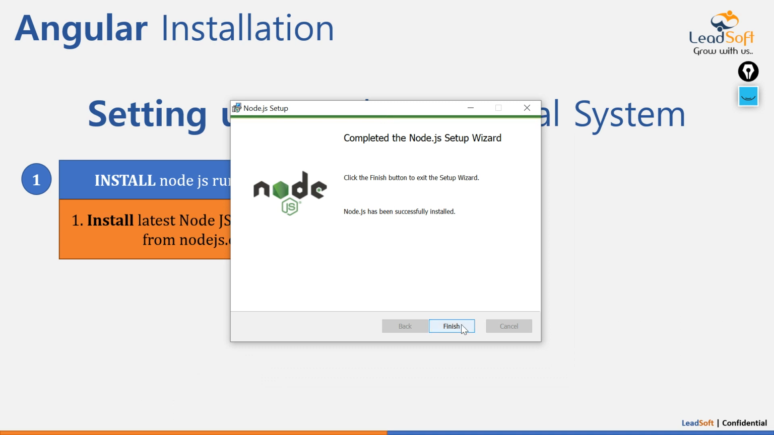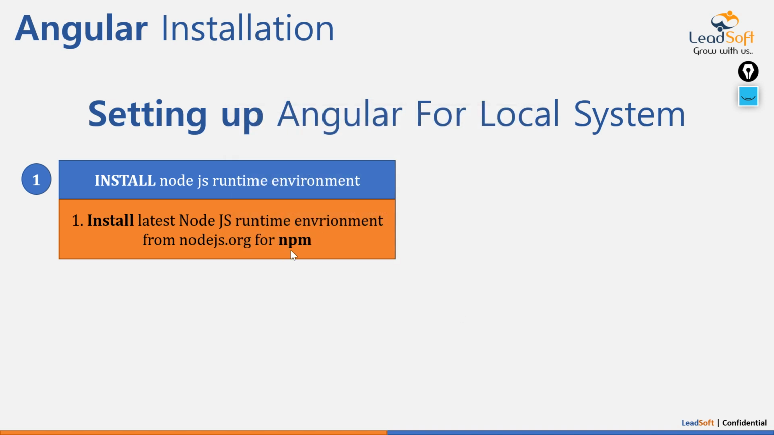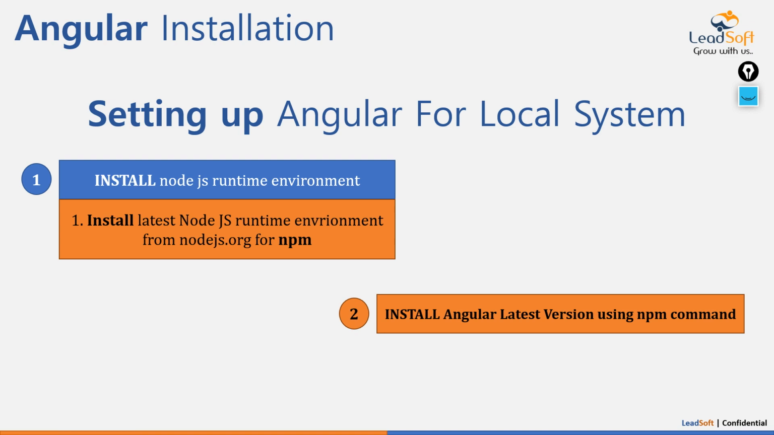So this is step 1, as we have successfully installed the Node.js environment which is required for npm, because Angular is installed only using npm. So I have installed npm. Now at step 2, we have to install the latest version of Angular using the npm command.